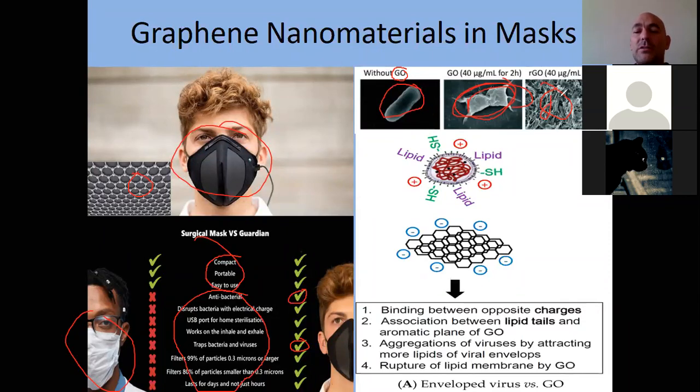And how does it work? It works because this graphene is negatively charged, and then this graphene interacts with the positively charged bacteria or virus. And when this happens, because graphene is a very thin layer of material, it actually can puncture, can break here the membrane of the virus.